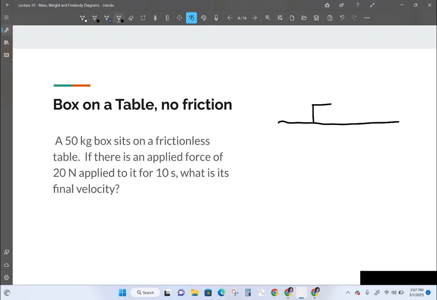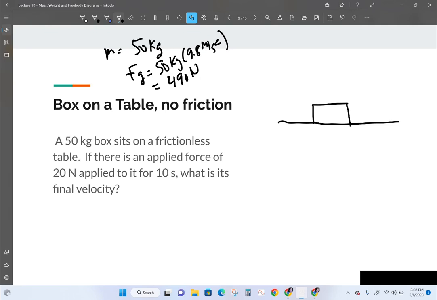So let's just talk about a few examples. We've got a box here, and this is a 50 kilogram box. So what is that? Is that mass or weight? It's kilograms, so it should be mass. So the weight is going to be equal to 50 kilograms times 9.8 meters per second squared, which is going to be 490 newtons. So right now, it's sitting on this table, and we're going to apply a force of 20 newtons for 10 seconds. So let's just talk about what's happening.